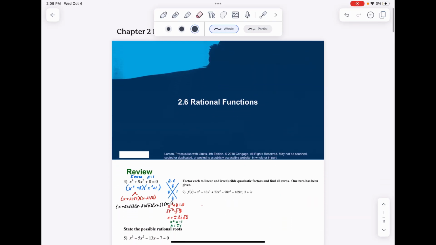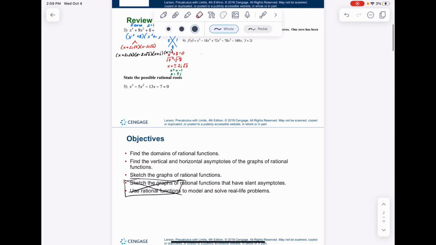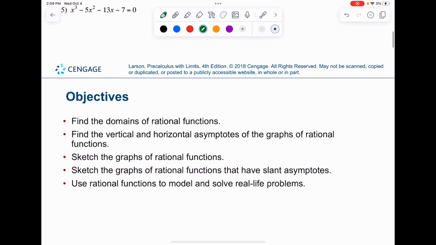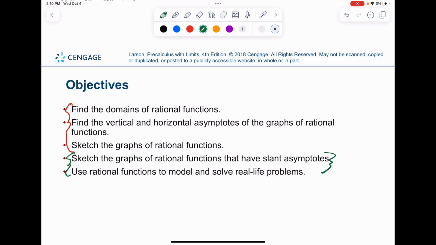Hey everyone, today we're looking at rational functions, and we're going to continue from what we missed out on last time. In the last lesson, which is the one that I taught in person, if you didn't get a chance, watch the video from before so you can catch up. But let's see, we did these right here for the last class, and then today we're looking at slant asymptotes and then how to model and solve real life problems.